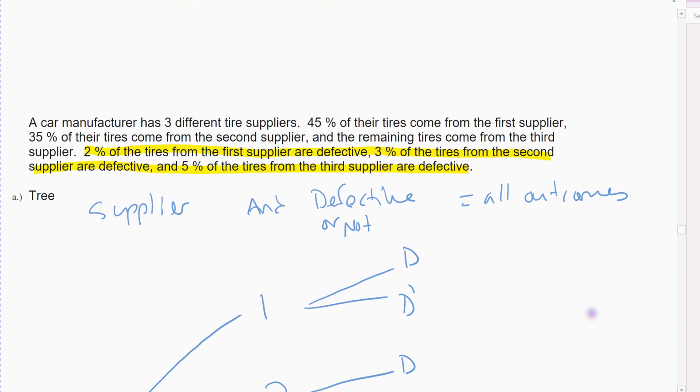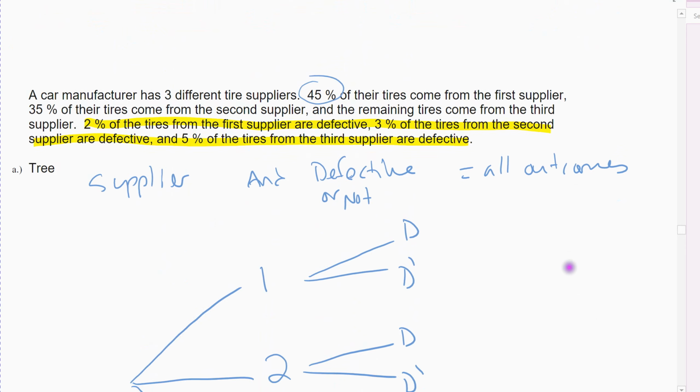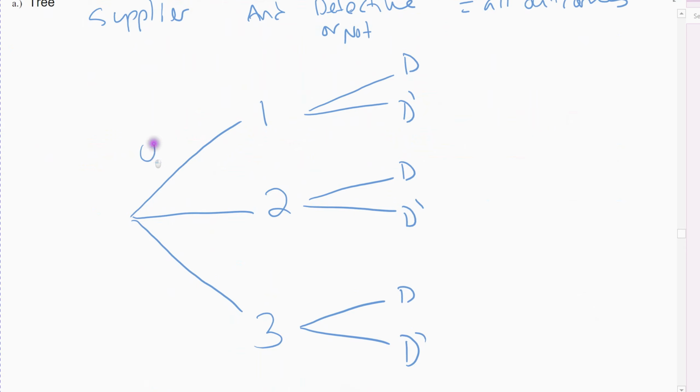Alright, so the first guy supplies the most. If you're going to pick a tire from this company, there's a 45% chance it's the first guy, so 0.45. 35% chance it's the second, so 0.35. The rest come from this guy, right? This should add up to 1. One of these guys has to have it. And so these are 0.8, and so this is left with 0.2. 20% of the tires come from the third guy.